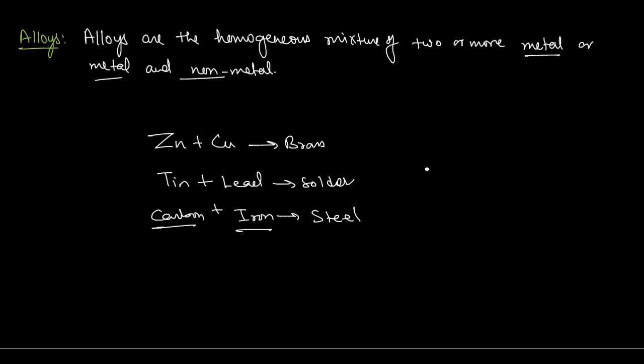For example, I have to join the wire at this point. So what will I do? I keep the wire here, and then I use the soldering system, and the solder will attach this wire here permanently. Solder is an alloy. What is the characteristic of solder? It can easily melt when we put it in fire, it has a low melting point, and it is also a good conductor of electricity.